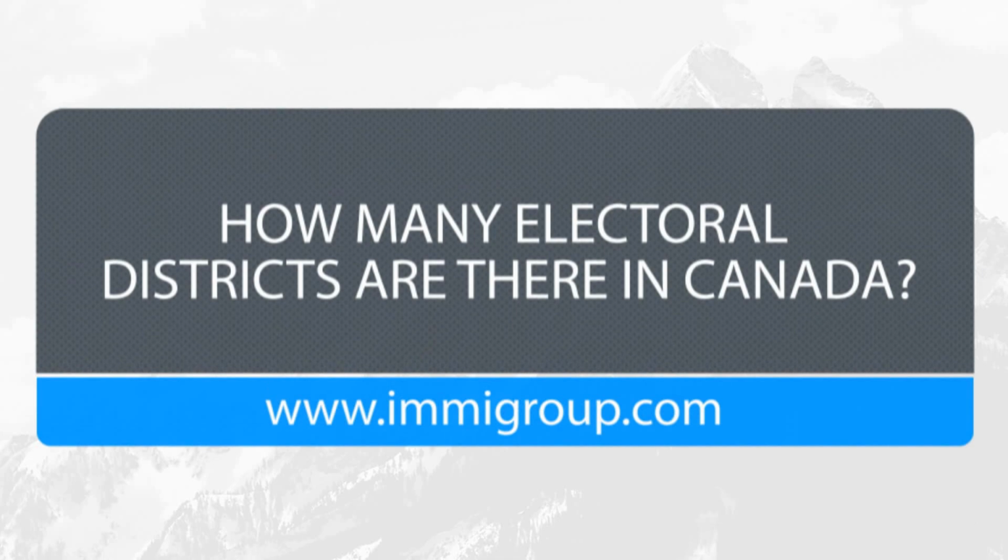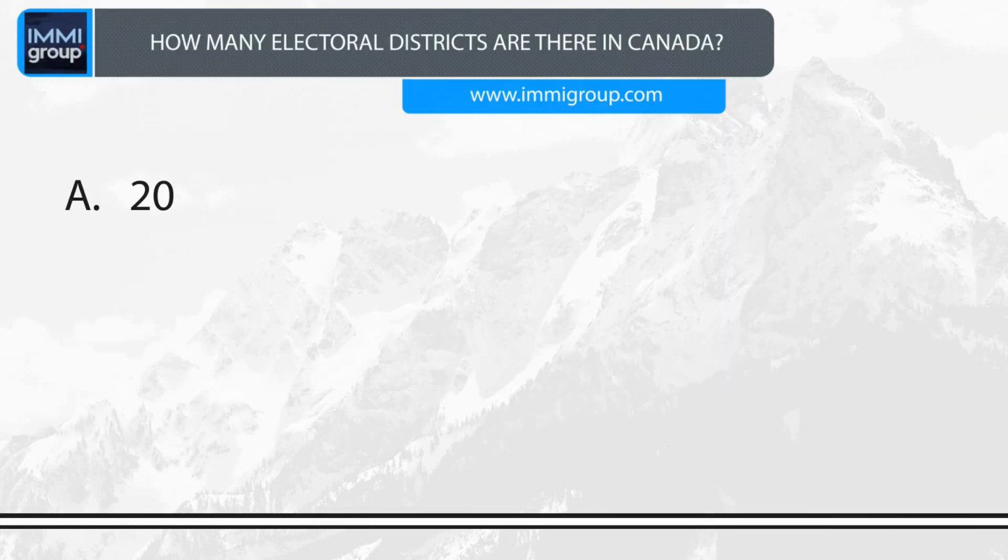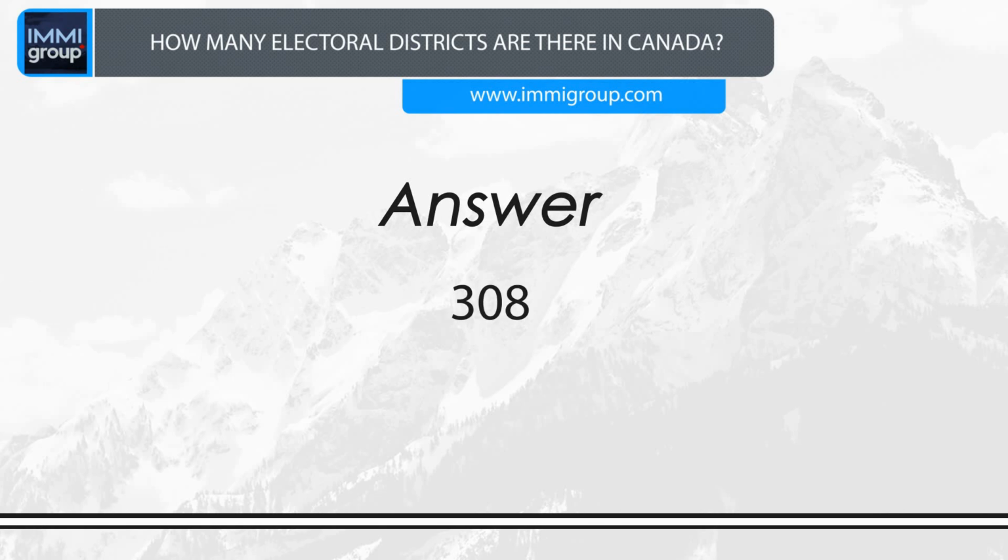How many electoral districts are there in Canada? A. 20. B. 308. C. 178. D. 59. Answer: 308.